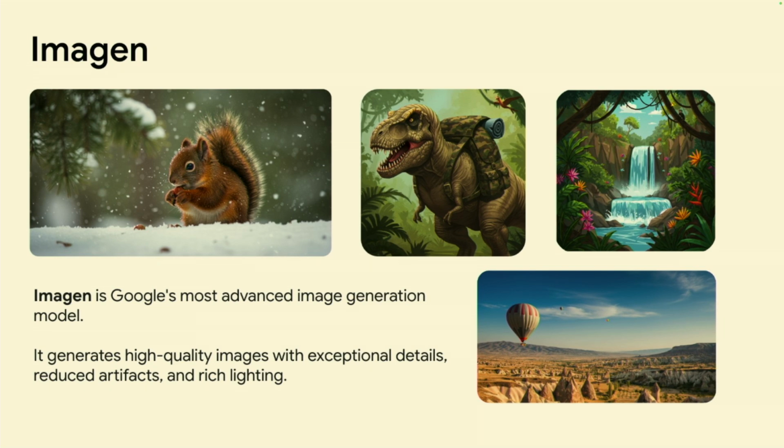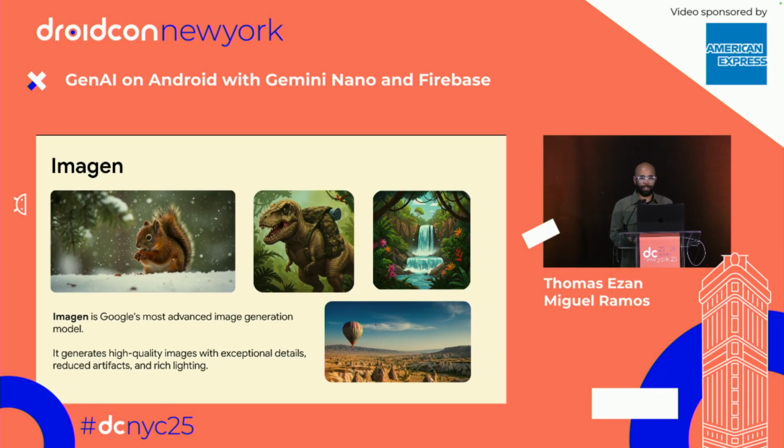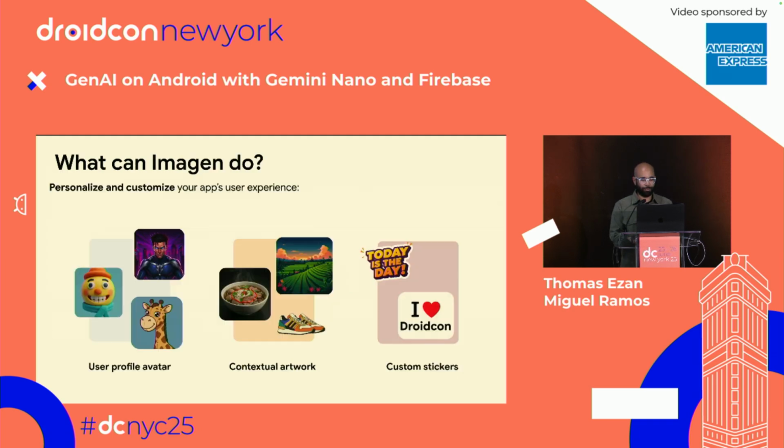Imagen 4 was released a few weeks ago, so I should probably update this slide with images generated with the new model. But what is really interesting is that it can be used for very different styles. You can have hyper-realistic pictures, like the little squirrel in the snow, all the way to cool illustrations like the waterfall. I think the Cappadocia hot air balloon is also pretty good. That gives you an idea of the wide range of styles that can be generated with Imagen.